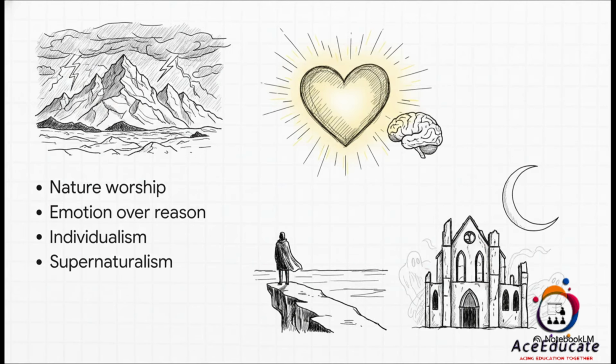So the Romantics, that's our word, romantically, they were all about passion. Just think of poets like William Wordsworth getting lost in nature, or the dark, gothic horror of Mary Shelley's Frankenstein. These guys were all about championing intense emotion over cold, hard logic. It was about the power of the individual, the mind-blowing beauty of nature, and this deep fascination with the supernatural.